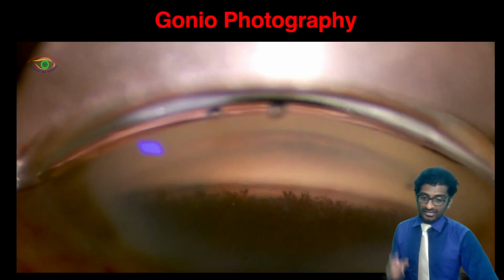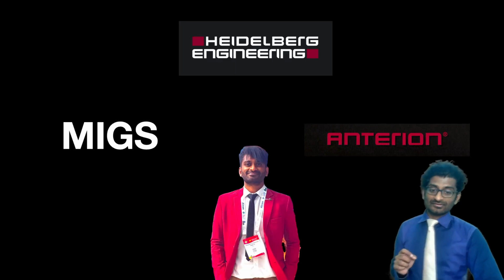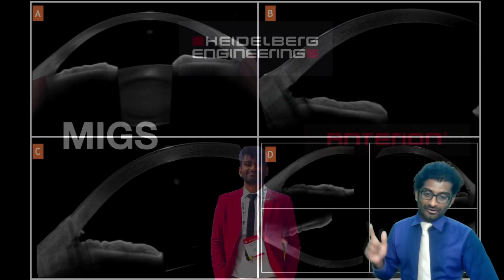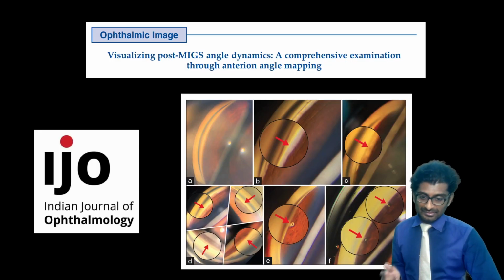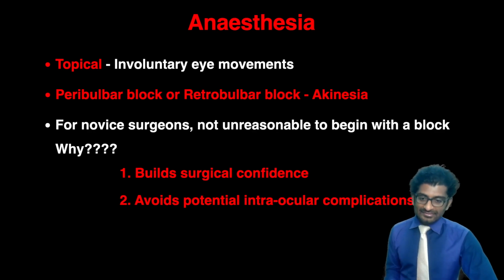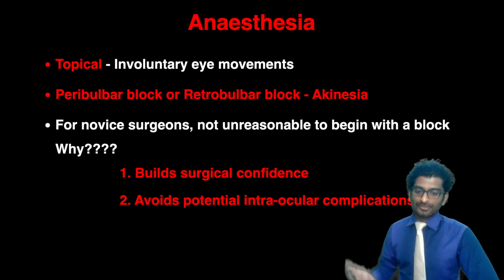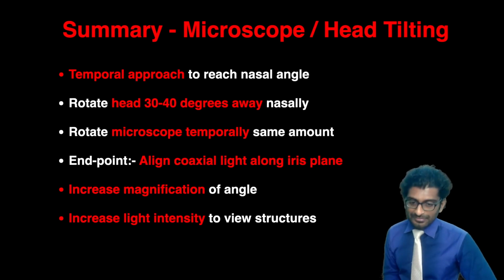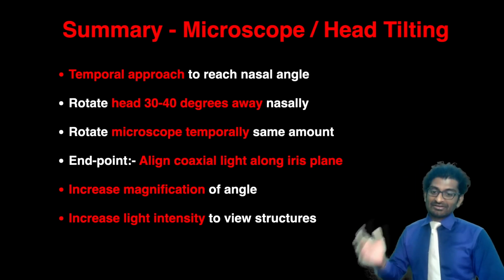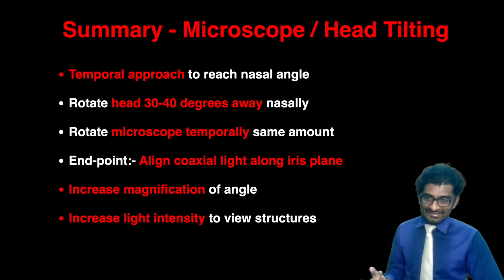And goniophotography, last but not least: intraoperative gonioscopy helps you in goniophotography as well. And this is a goniophotograph along with an anterior imaging that I have exclusively published this year in the Indian Journal of Ophthalmology. Summary is, start your anesthesia with peribulbar block. Take it slow, don't go topical straight away. Have your microscope tilting towards you, head tilting away from you. It's the basics, the eye magnification, the high light intensity.